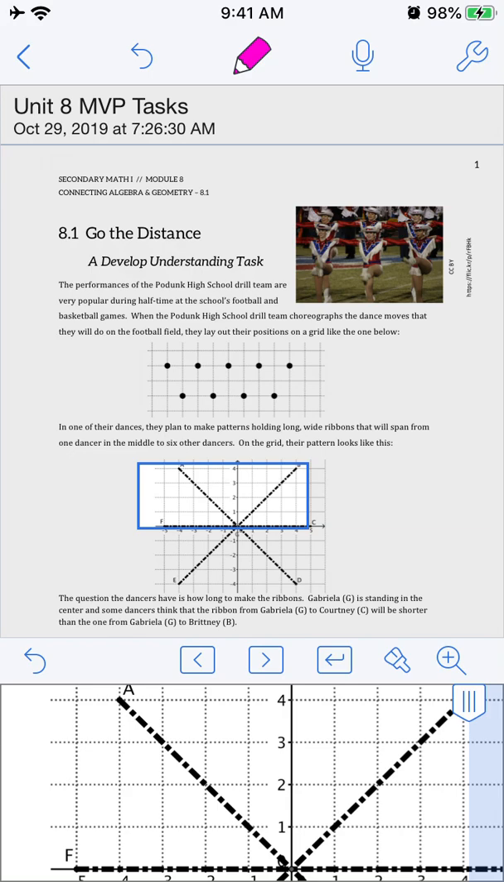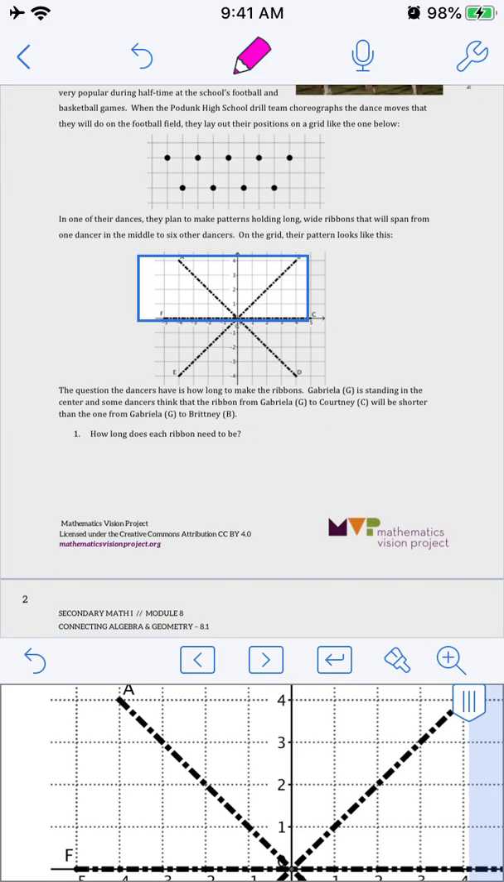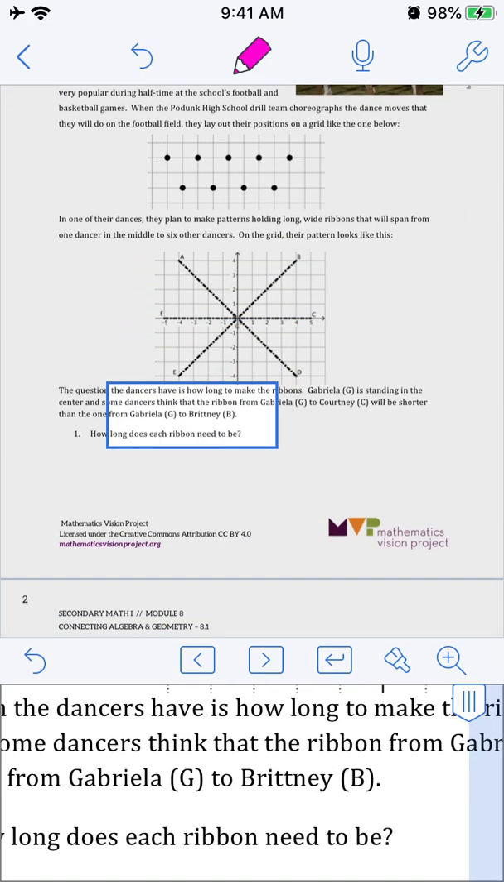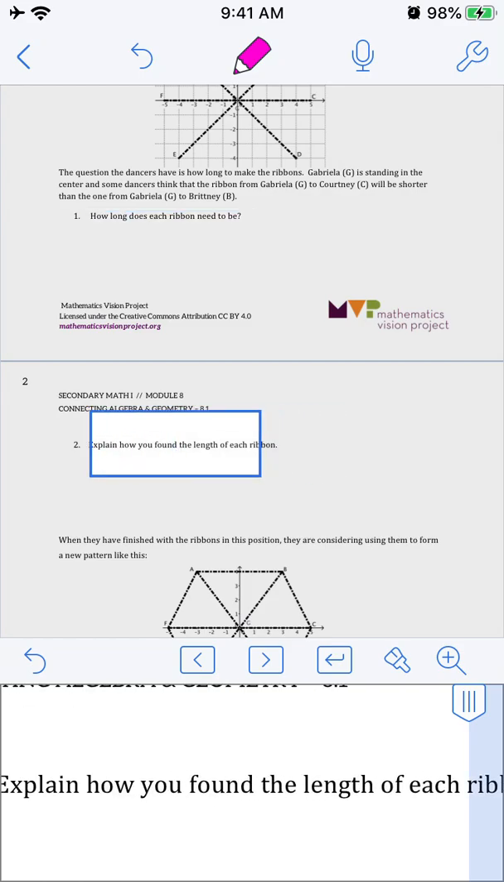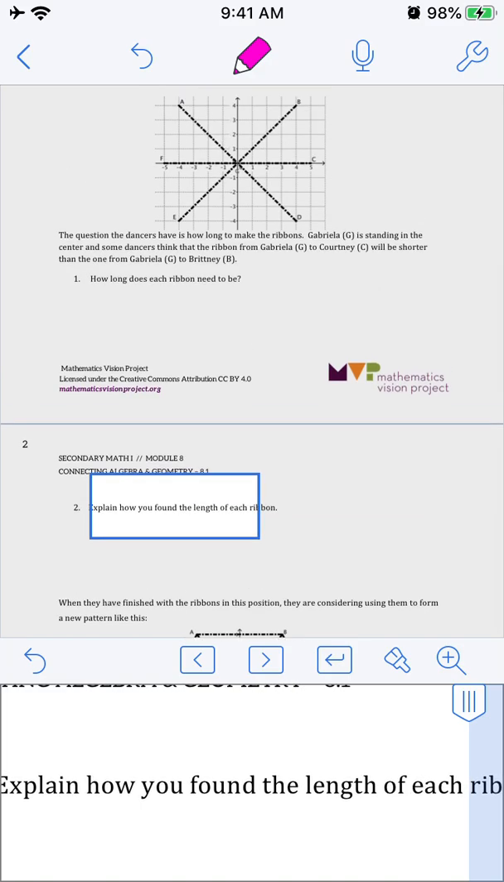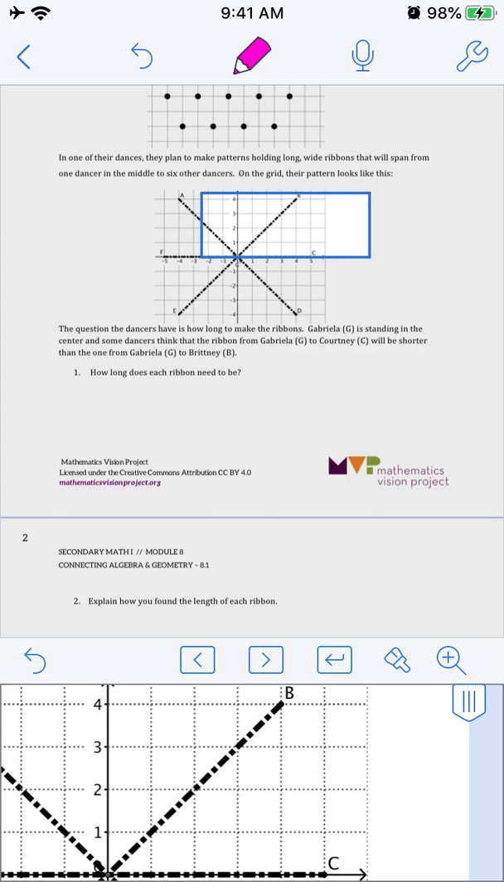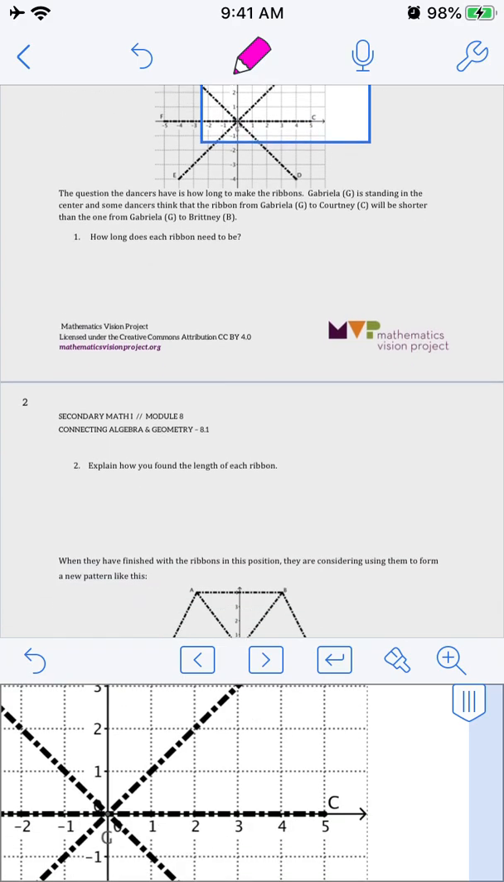The question that the dancers have is how long to make the ribbons. Gabriella G is standing in the center, and some of the dancers think that the ribbon from Gabriella to Courtney will be shorter than the one from Gabriella to Brittany. So, numbers 1 and 2 ask: how long does each ribbon need to be, and explain how you found the length of each ribbon. So now go ahead with your team and think up some ideas. How can you figure out Gabriella to Brittany and Gabriella to Courtney?